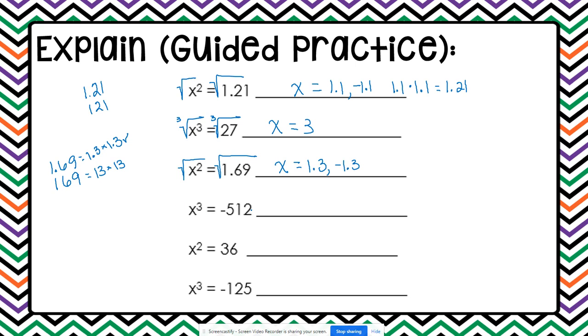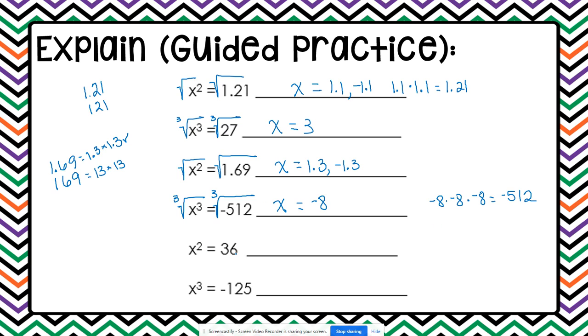If x cubed equals negative 512, then to get x by itself, I would need to take the cube root of both sides. That would leave me with x equals, and then I would need to find the cube root of 512. Well, we know that the cube root of 512 is 8. So that means that the cube root of negative 512 is negative 8. And we know that this is true because negative 8 times negative 8 times negative 8 will give us negative 512.